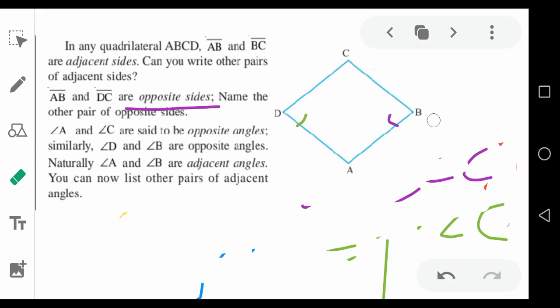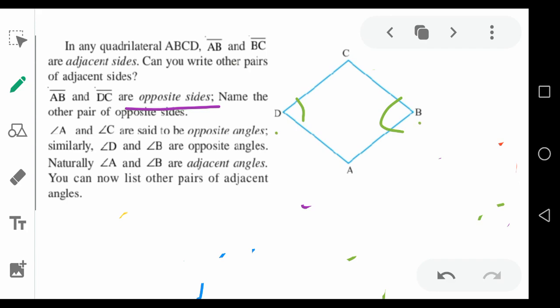Okay, now comes the opposite. If there is adjacent, obviously we will have opposite, right? So what means the opposite? Opposite, the word meaning itself, which are not adjacent. So these two angles are opposite. So angle D and angle B. Which is the next set? Angle C and angle A. They are the next opposite angles. Okay, so this is how we have to write the sides of the quadrilateral, adjacent sides, opposite sides, adjacent angles, opposite angles, naming the quadrilateral.